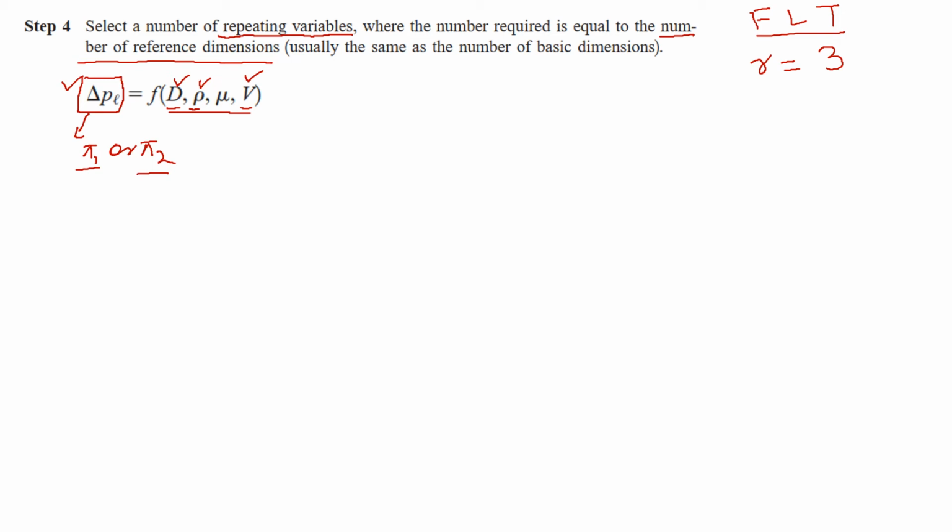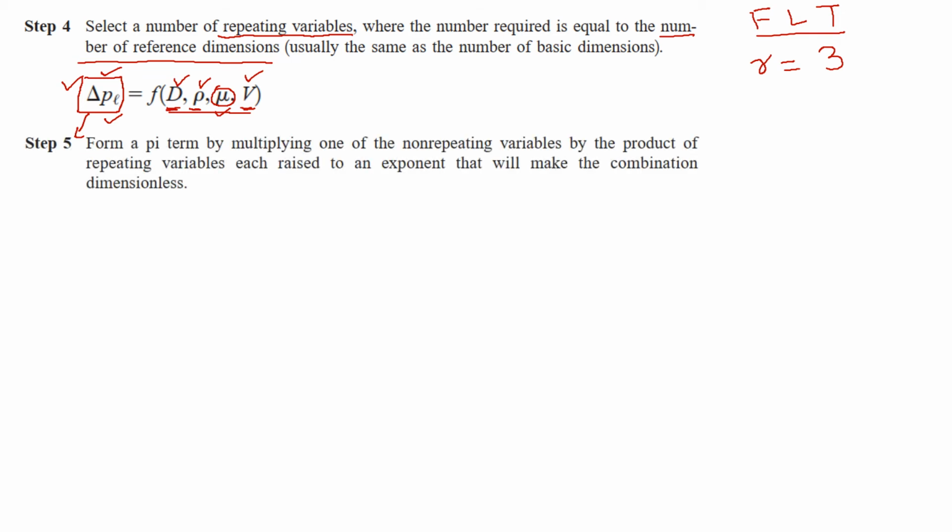These will be my 3 repeating variables, and I will be left with 2 non-repeating variables. One will be the pressure drop per unit length and the other will be viscosity. So the pressure drop per unit length and the viscosity will be my non-repeating variables, and velocity, density and diameter will be my repeating variables. They will appear both in pi 1 and pi 2. So this was my step 4, in which I needed to identify the repeating variables. So let's move to step 5.